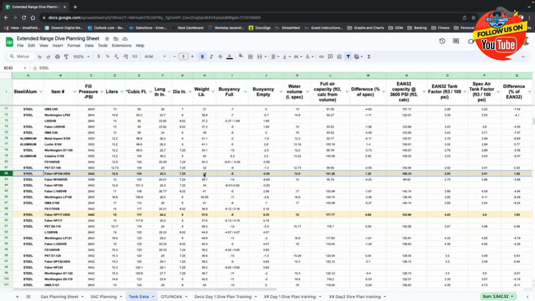18.9 times 2. So they weigh about the same as well. And your buoyancy factor is 8 pounds negative to start and -0.5 pound empty. So the nice thing with an HP100 is it'll carry 500 liters more gas. It'll start out a lot more negative and it'll remain negative to the end of the dive. And plus you're just dealing with one tank.